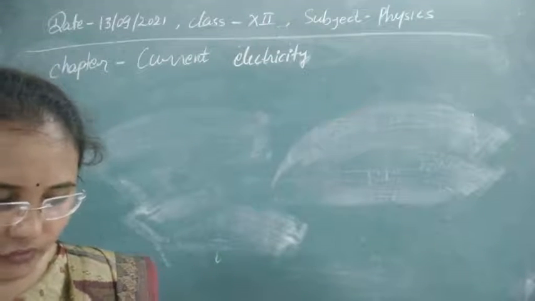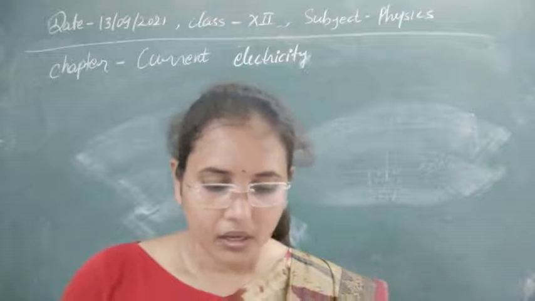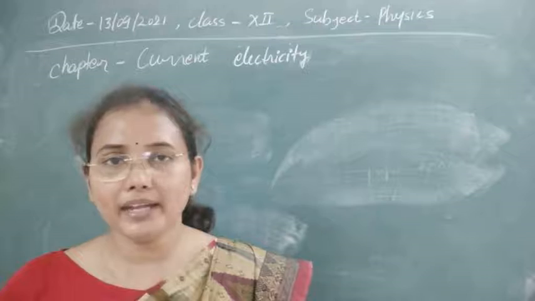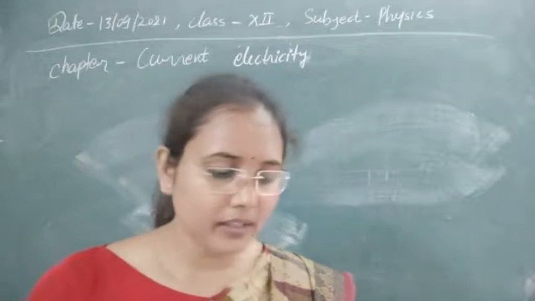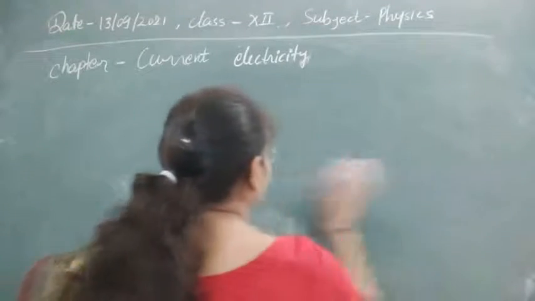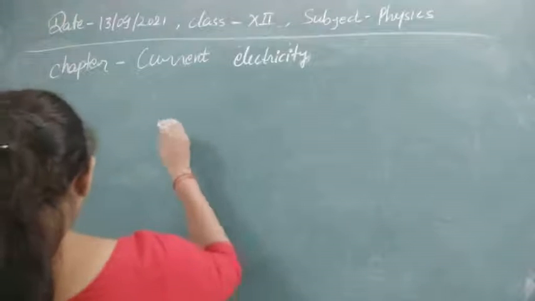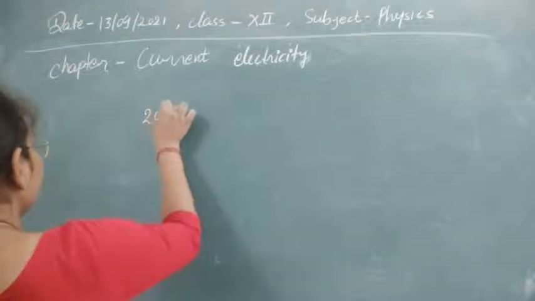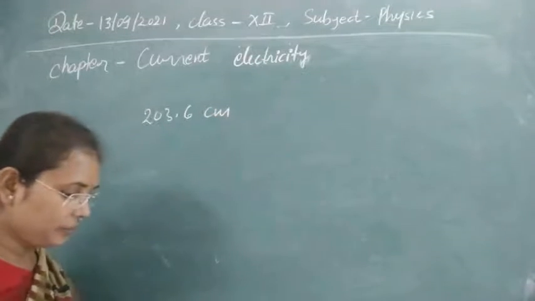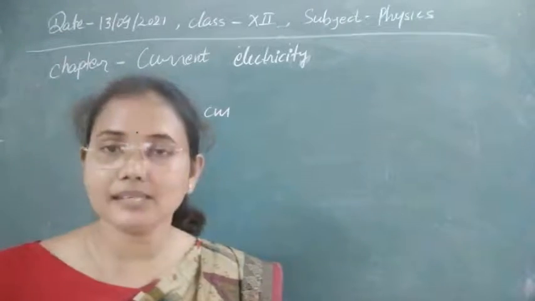Now after this, the next question is: a potentiometer is connected between A and B and the balance point is obtained at 203.6 centimeter. So let's write down the data that is given here. The first data is that the balance point we are obtaining is at 203.6 centimeter. Next, the end of the potentiometer connected to B is shifted to C.